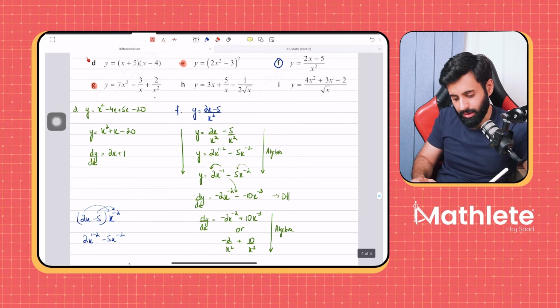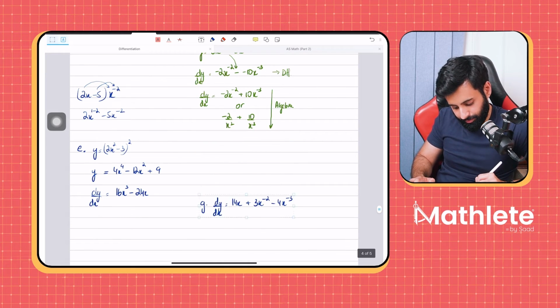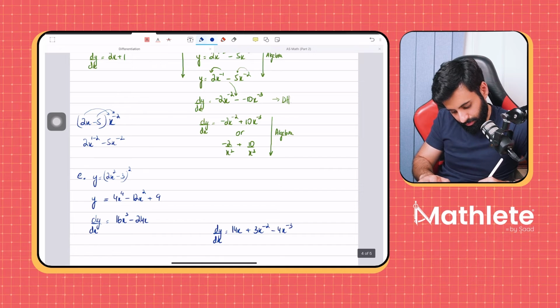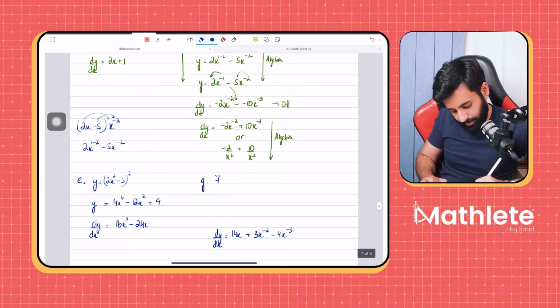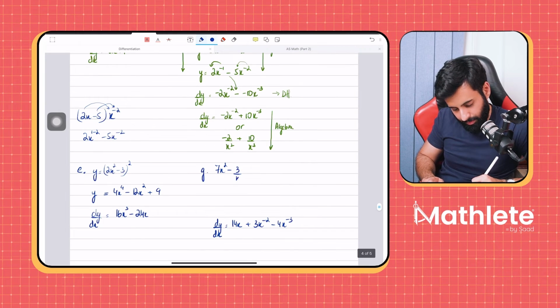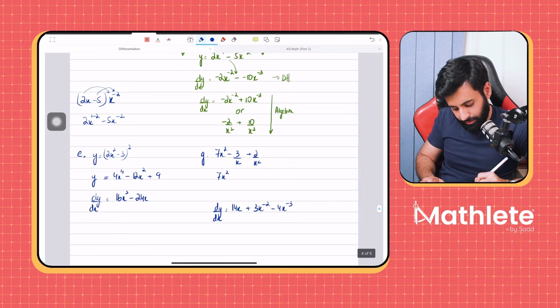Yes, I can explain part G. So here's what we are going to do. Seven x square minus 3 upon x plus 2 upon x square. So 7x square minus 3x to the power minus 1 plus 2x to the power minus 2.